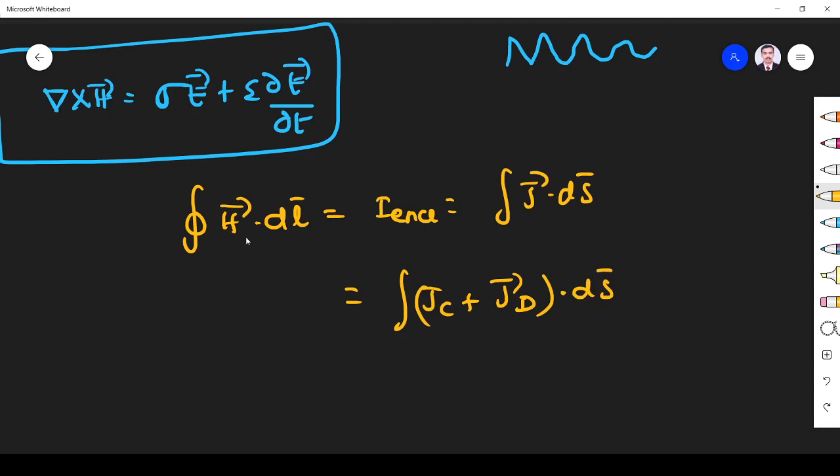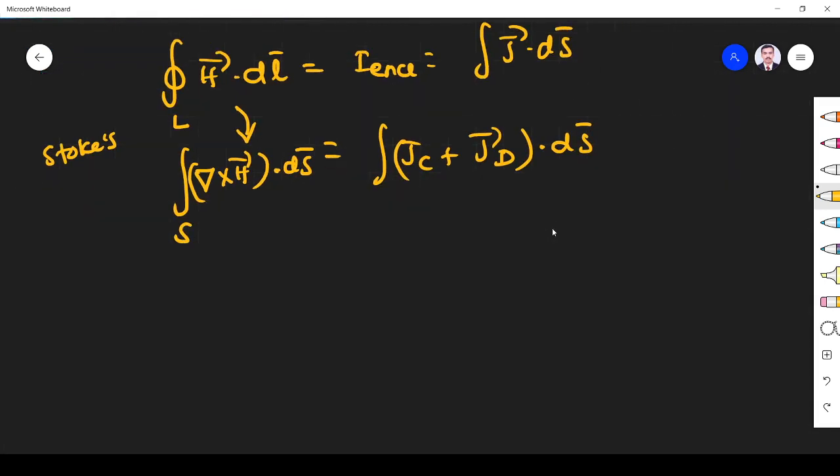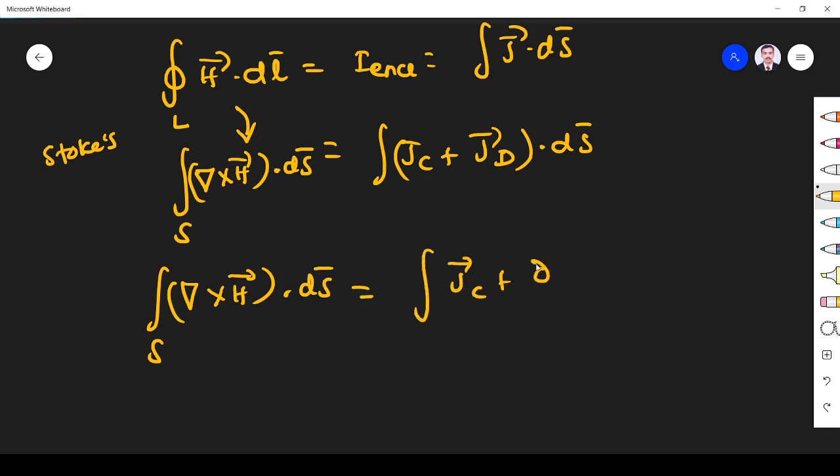So this is H dot dl, a line integral over a closed line. How can I relate that with a surface? Apply Stokes theorem, right? So the closed integral becomes the surface integral of del cross H dot ds. So what is the integral form of the modified Ampere circuit law? Del cross H dot ds is equal to Jc plus Jd, that is, Jc plus dou D by dou t, dot ds.